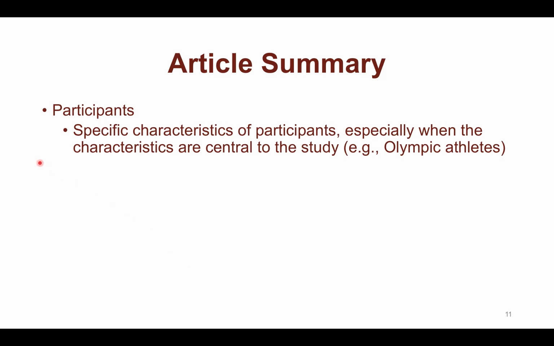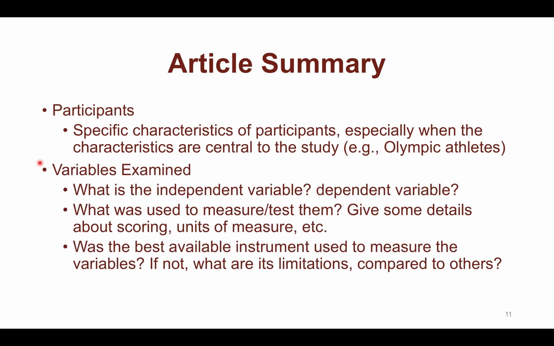Participants. So what were the specific characteristics of participants? And you especially need to give details about that if the characteristics of the participants are central to the study. For example, if you have Olympic level athletes, that's important to point out. We're not just talking about amateurs, high school players, something like that. We're talking about Olympians. So you'd want to give as much detail as you think is important, depending on how special that population was to the study.